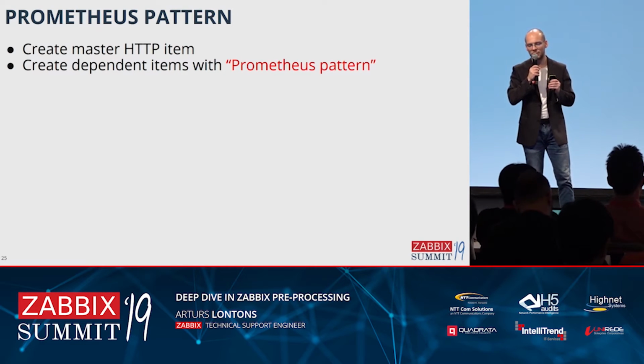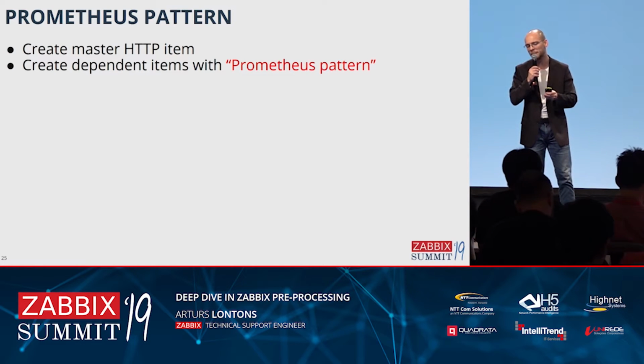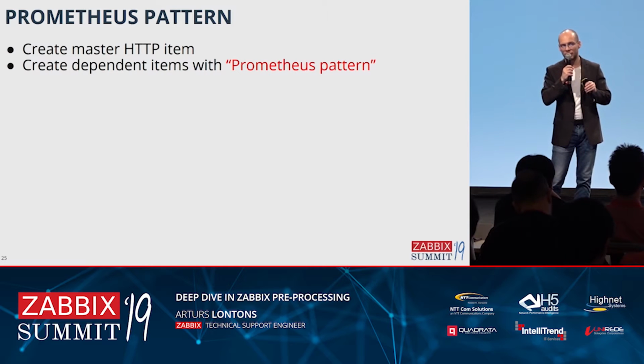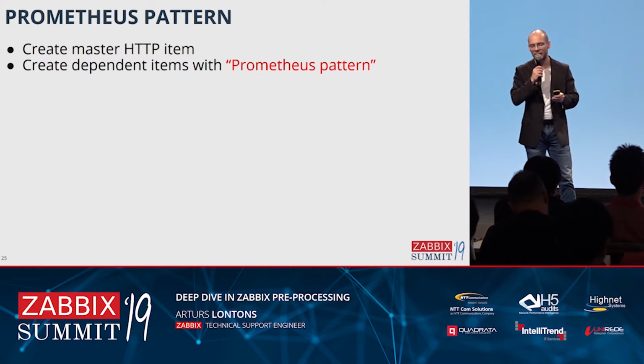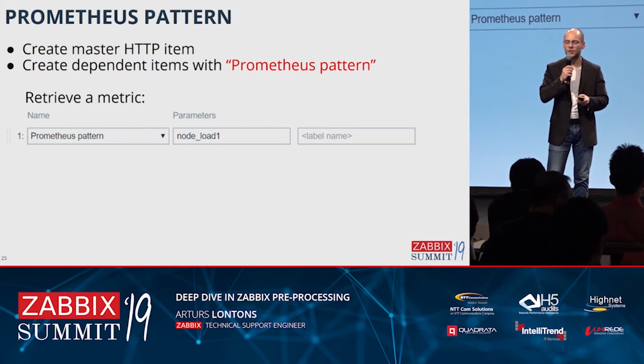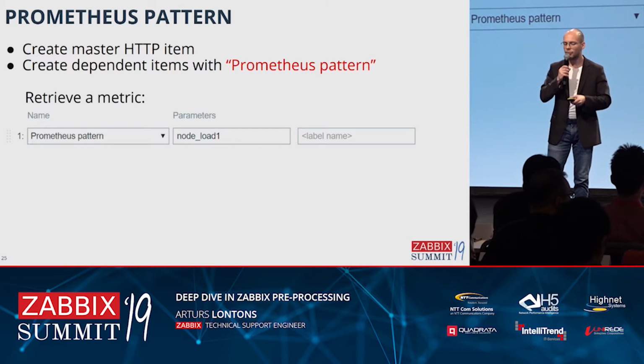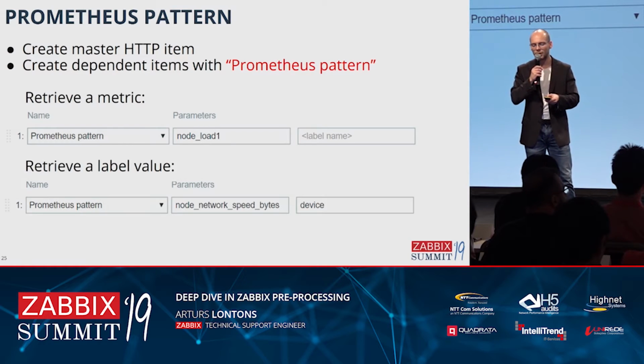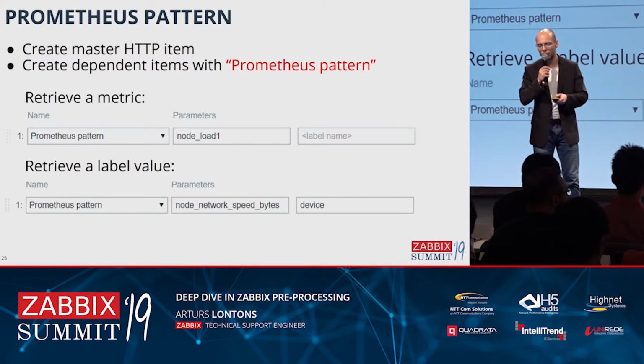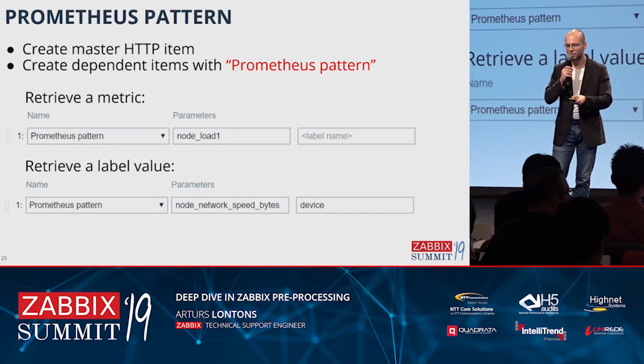We would use Prometheus pattern preprocessing rule. First off, we would create a master HTTP item. We would point it towards our Prometheus agent, gather all of that data via the HTTP item. Then we would create dependent items, Prometheus pattern dependent items, and retrieve the specific metric over here. We can either receive a specific metric via Prometheus pattern or a value of a label.